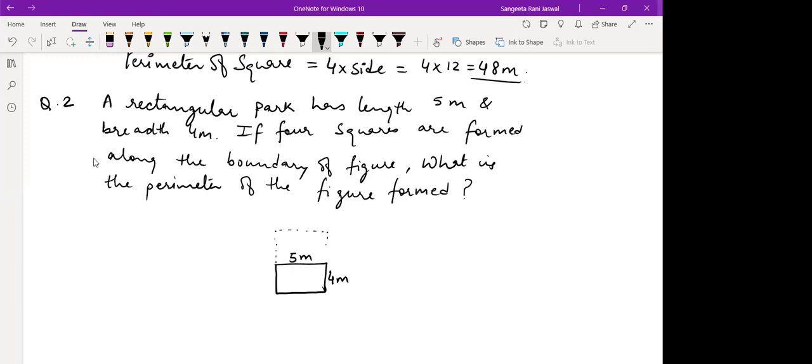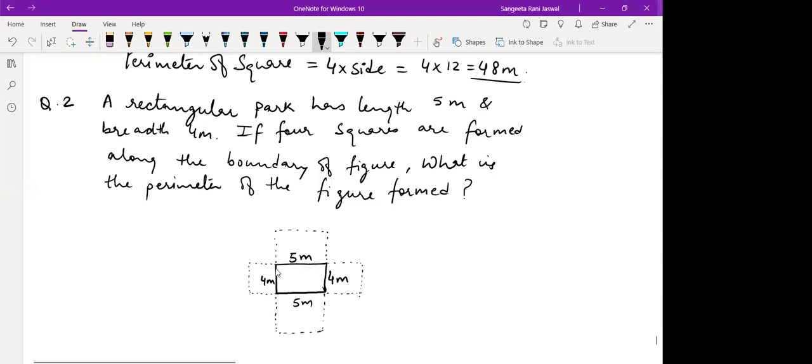So if I make a square along the boundary, that means its one side is 5, so all sides will be 5. And if I make another square along the boundary, if one side is 4, then all sides will be 4. Similarly here, I make another square along the boundary with side 5 meter, because this side is also 5 meter. And on this side also I will make a square whose side is 4 meters. Then you are asked to find the perimeter of the figure formed.